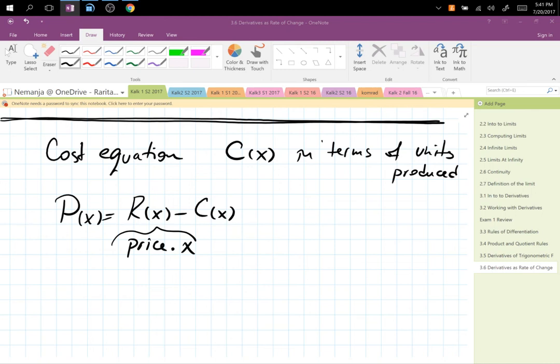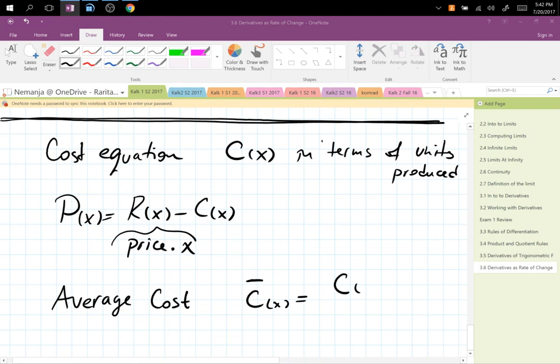So now, once you consider all of these things, let's take a look at the problem that deals with these kinds of questions. So we are going to have the average cost first. So average cost is the cost, we put the bar on top, and that's the cost function divided by the number of units produced. So that's the average cost.